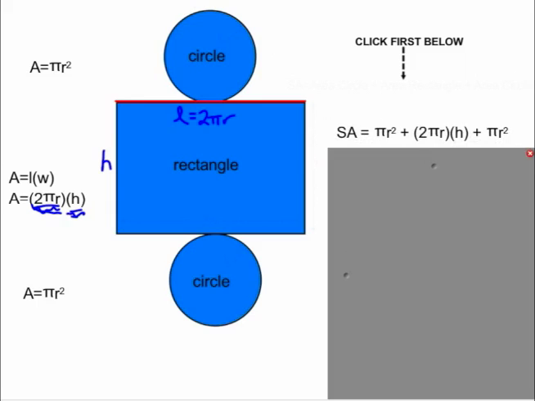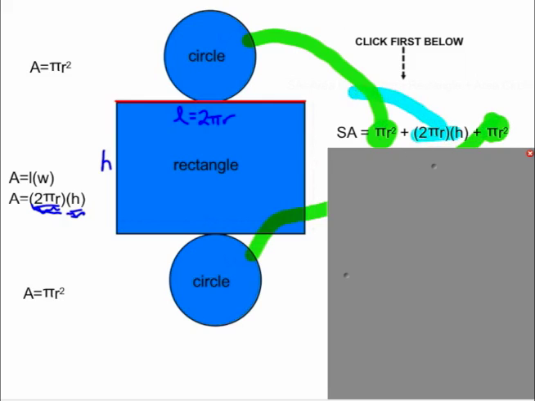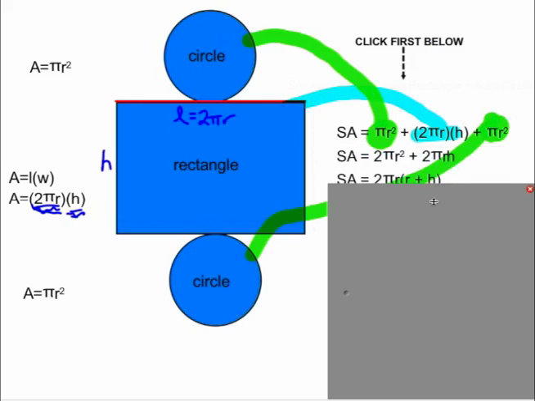So just to emphasize where these come from, that pi r squared represents the area of the first circle. This pi r squared represents the area of the second circle. And what does this represent? The middle part, 2 pi r times h, represents the area of the rectangle.